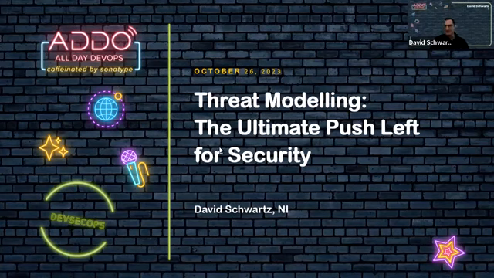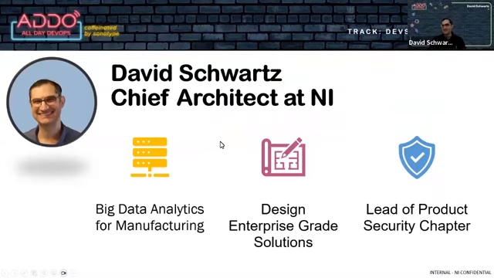So, a quick introduction about myself. I'm a chief architect at NI. We were actually just purchased by Emerson, so I guess this is a week out of date. My division handles big data analytics for manufacturing, which is a super interesting space. My job is to design enterprise-grade solutions for gathering the data, processing the data, and analyzing it, which is a lot of fun. But on the side, I'm also the lead of the product security chapter, which brought me into the security world. I handle their ISO audits and things in that realm, and setting up the DevSecOps program.